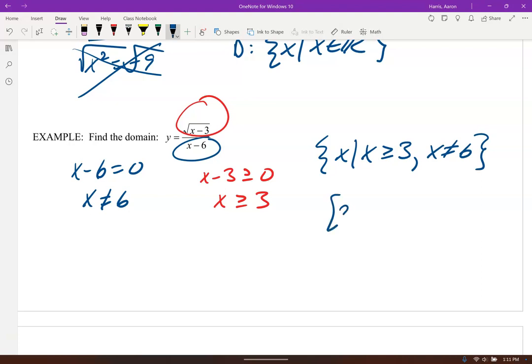So I'm going from 3 on, but there's a break at 6. So 3 up to 6, including 3. Do not include 6. And 6 on.